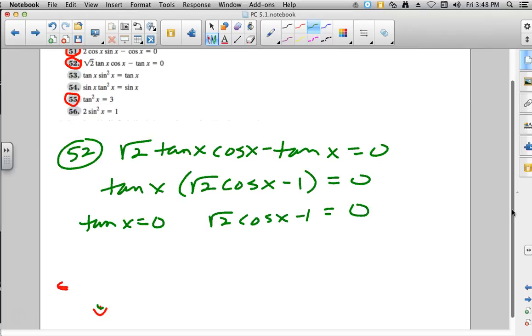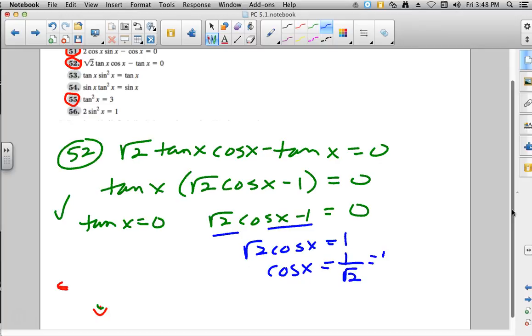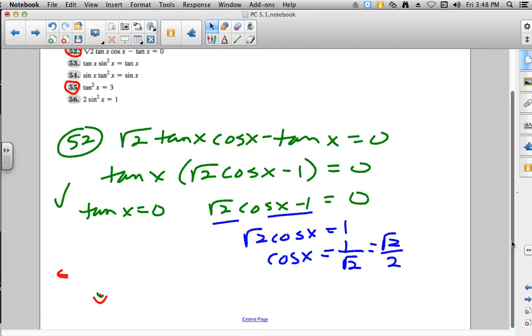Well, we can think through this one right away. But this one requires a little more work. So we're going to have to add 1 to both sides and divide by the square root of 2, which we of course know is the square root of 2 over 2. Now, let's go back to the first part of this, which is that tangent x needs to equal 0.